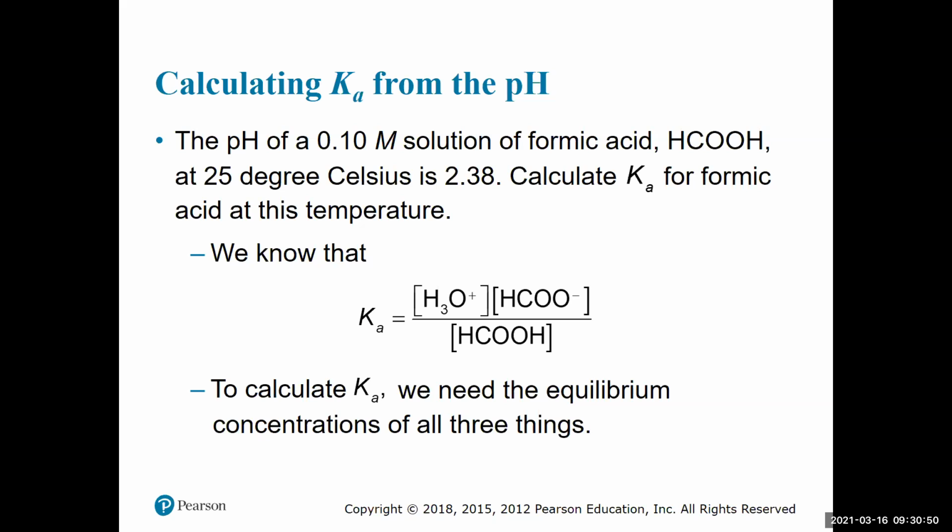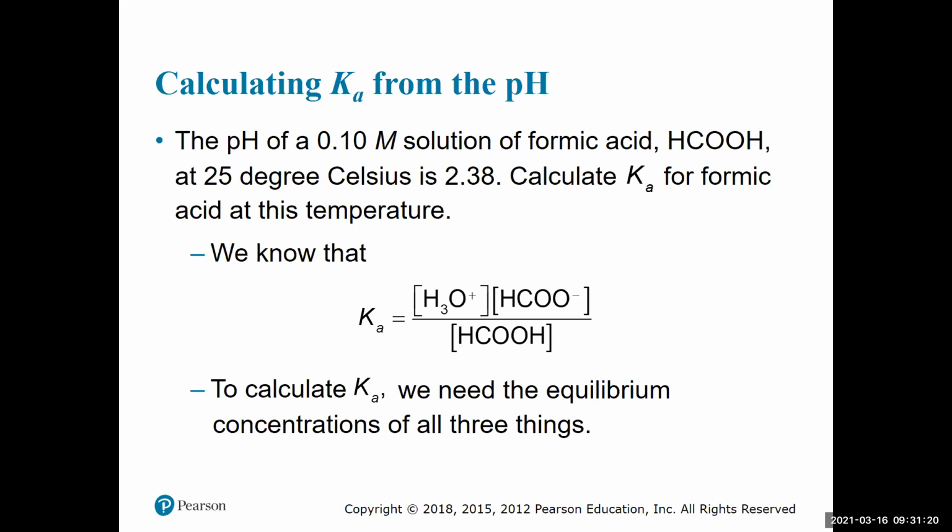We're told that the pH of a 0.1 molar solution, so we made up the solution, we weighed stuff out, it's 0.1 molar. We measured the pH and we get a value of 2.38. So then we want to calculate the Ka for the formic acid at this temperature. Well, we can write that equilibrium expression.